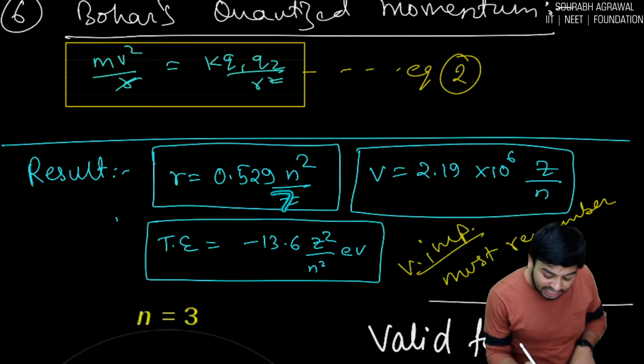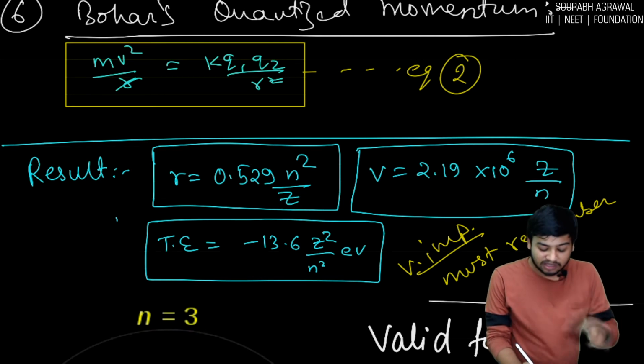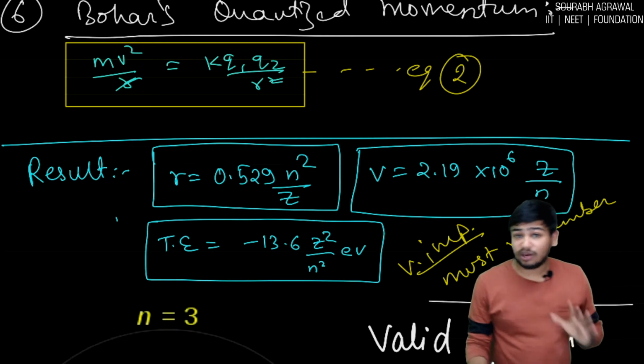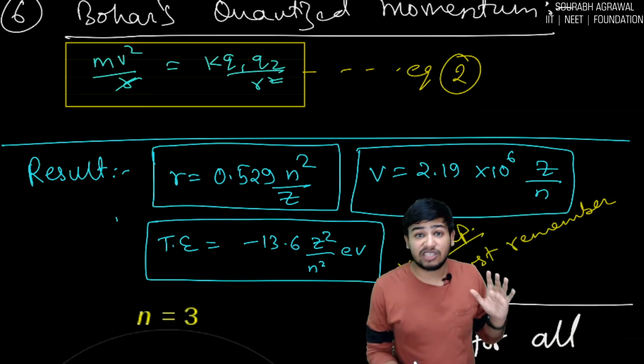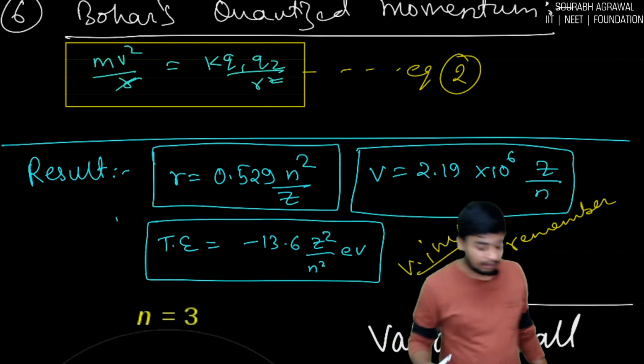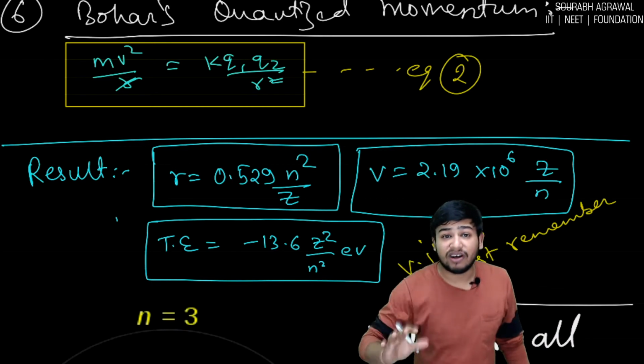And what is Z? Z is the atomic number. For hydrogen, Z is 1. For helium, Z is 2. Helium plus as well. For lithium, Z is 3. Are you getting my point? You are aware of all this. You are reading chemistry also, whether you are preparing for engineering or medical. Is this clear to everyone?